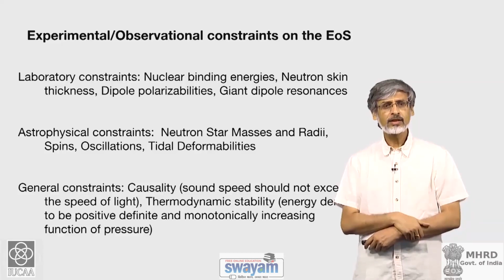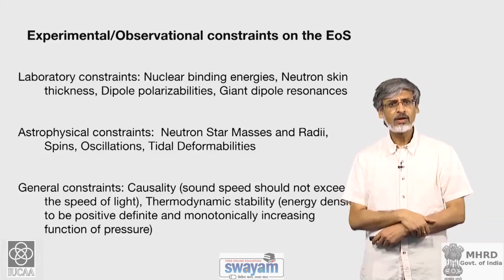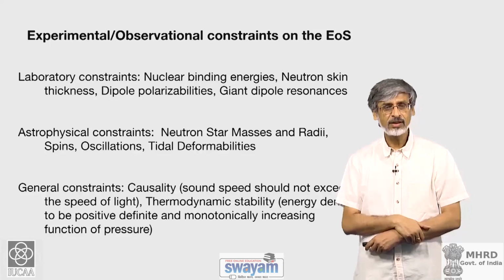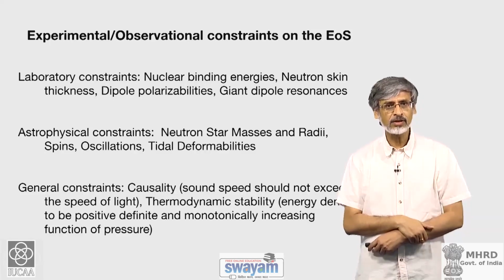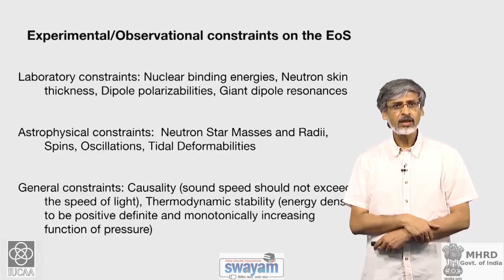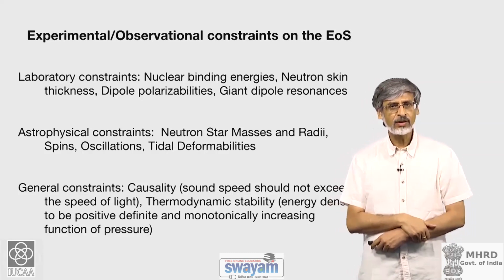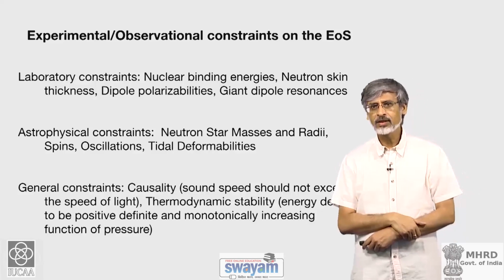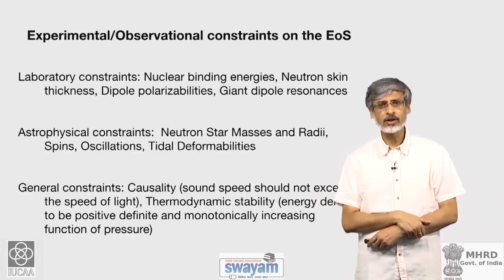as well as spins of neutron stars, oscillations of neutron stars, tidal deformabilities of neutron stars. All of these quantities, if they are measured, provide constraints on the pressure density relation in the neutron star interior and hence on the equation of state.